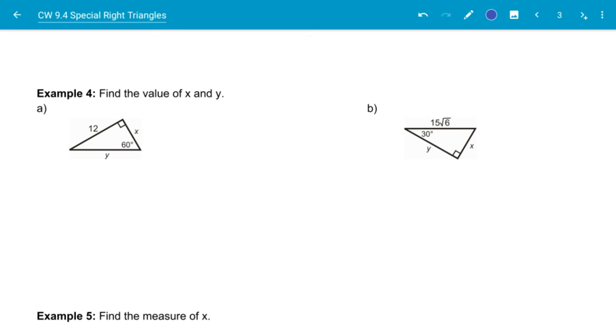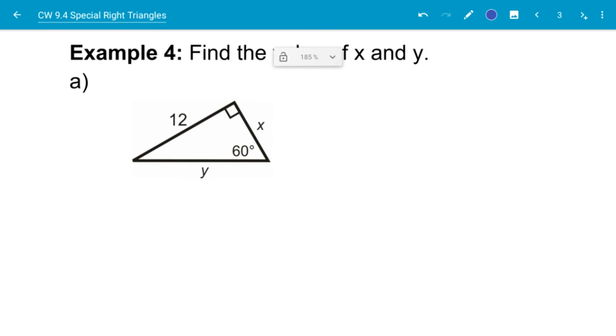So in example 4, we still have a 30, 60, 90 triangle, and we want to use a relationship to solve it. We have only the long leg here. So if you remember, the short leg is x, the long leg is going to be x times the square root of 3, so that's equal to 12, and y is going to equal 2x.